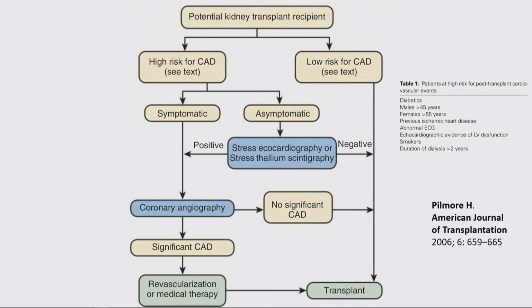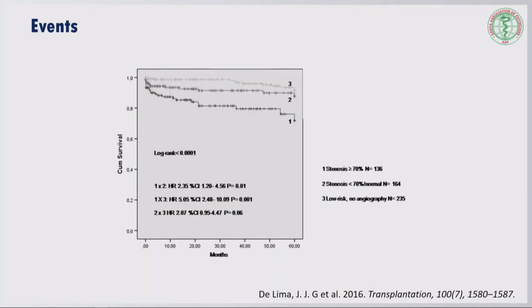The diabetics, males who are over 45, females over 55, a patient who has a previous ischemic heart disease, a patient who has an abnormal ECG, smokers, and patients who've been on dialysis for long. Those are patients that you should consider as high risk. So two or more of those risk factors is high risk, and one risk factor is probably moderate risk. And anyone who does not fit any of those criteria would be a low risk patient for you. And this has been shown to really work.